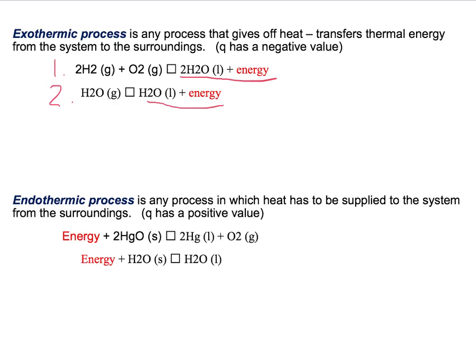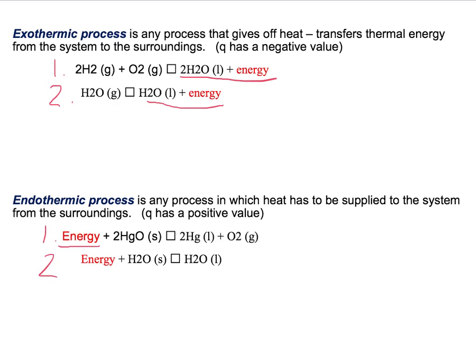If we were holding a test tube with an exothermic reaction inside of it, we would feel the test tube get hot. So that's exothermic. An endothermic process is the opposite. An endothermic reaction needs to absorb energy in order for the reaction to go to completion. I've got 2 examples. First example, we've got energy plus 2 mercury oxides gives us 2 mercuries plus oxygen gas. So you can see that energy needs to go into the reaction in order for the reaction to work.